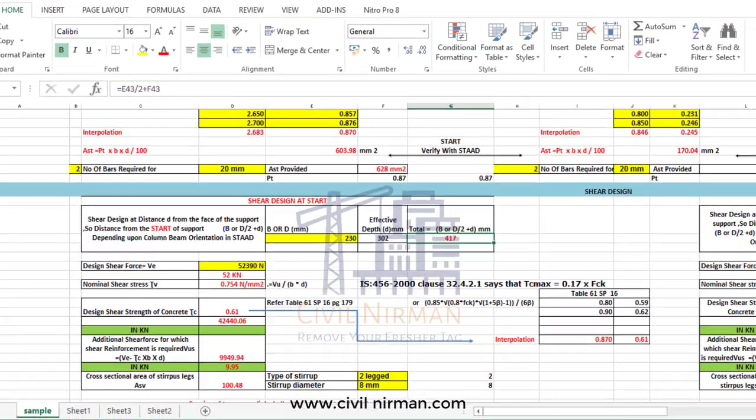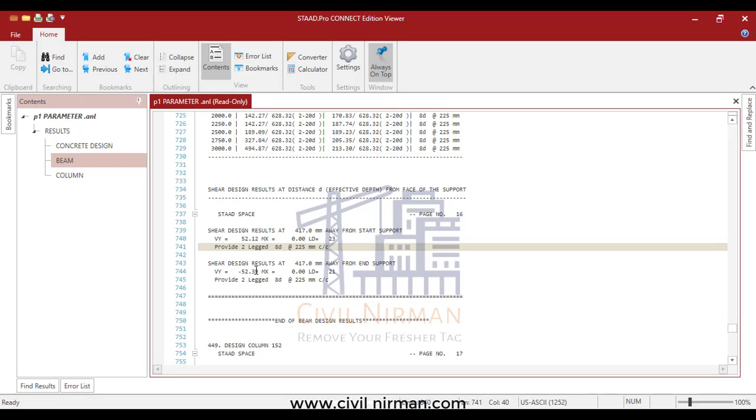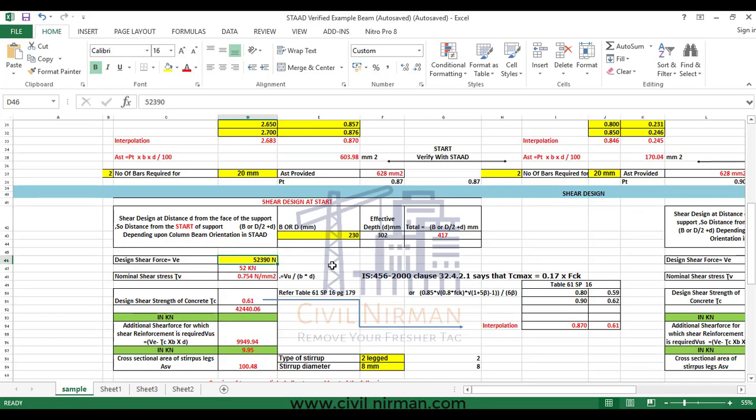Now, to verify the answer, I am considering this 52.39 shear force value. This is the shear force that you get from the software, right? That is your actual shear force. Now for this shear force we have to work out the design strength of concrete, that is tau c as well. In your basic beam design you have already learned this, right?